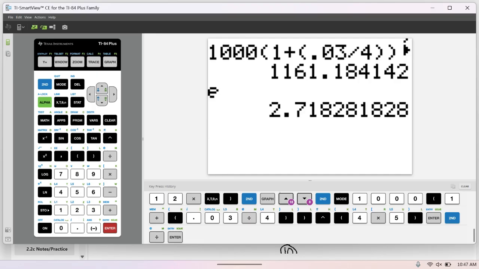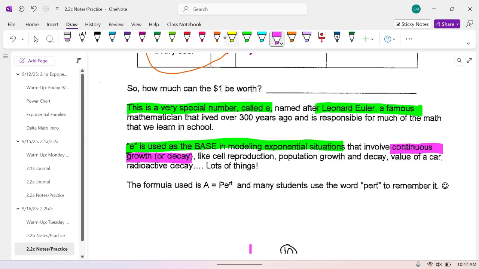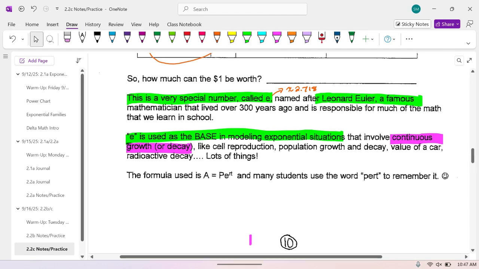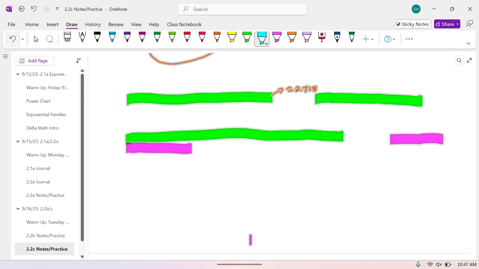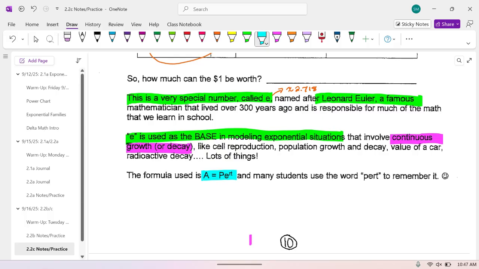So E, just so you guys know, is approximately 2.718. You'll see E again when we get to logarithms. But when you're dealing with compounding continuously, you will use this formula right here: A is equal to P E to the RT power, where the A, P, R, and T are still the same thing. P is your principal, R is your rate, T is your time. But remember, E is just a number. E is not a variable in this case.